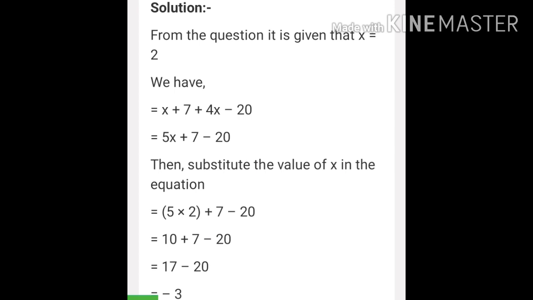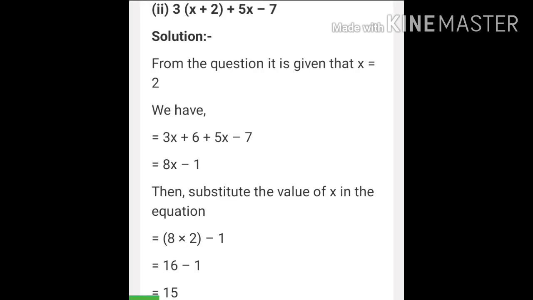We have x plus 7 plus 4x minus 20. We have multiplied here 4 with the bracket of x minus 5. So here you can see that we have written 4x minus 20. Now next step, 5x plus 7 minus 20. Now let us substitute the value of x. We have simplified the expression. 5 into 2 in one bracket plus 7 minus 20. 5 into 2, 10 plus 7 minus 20. Now 17 minus 20 is equal to minus 3, is the answer.